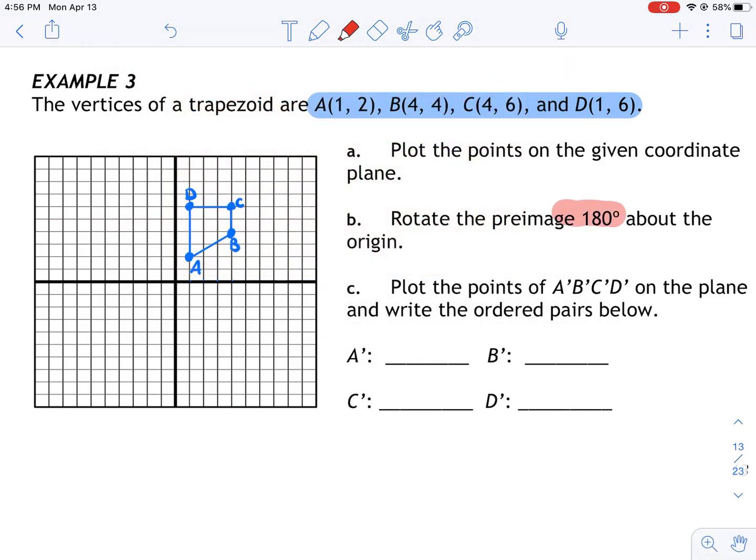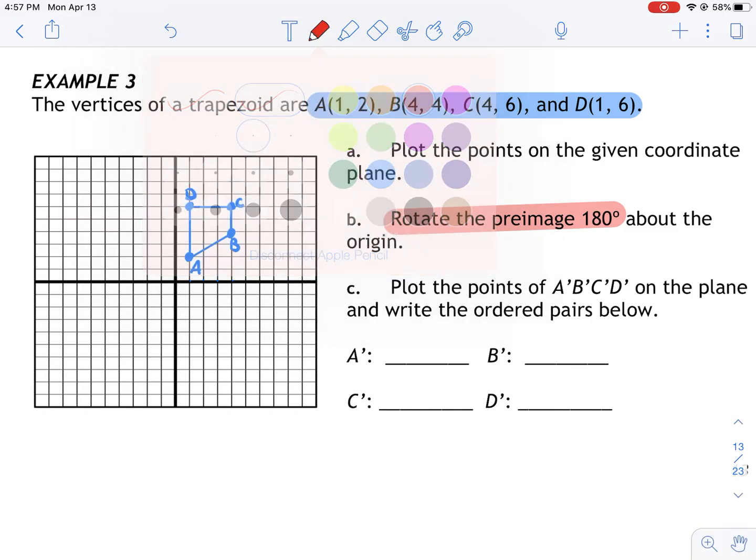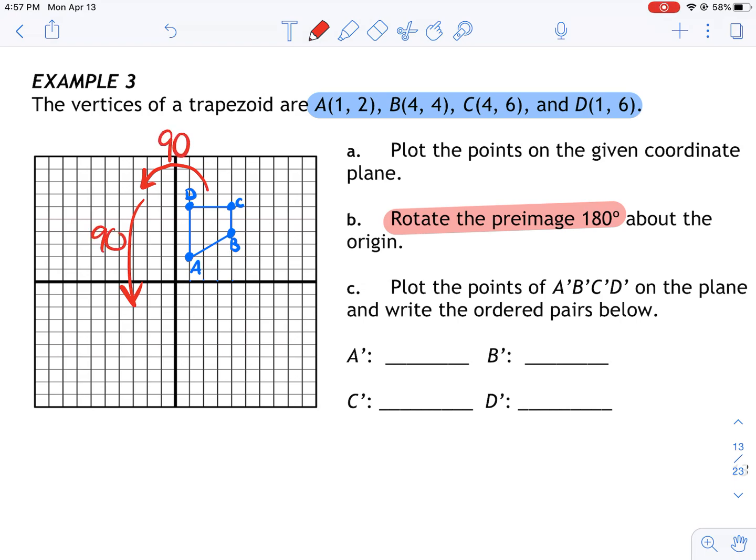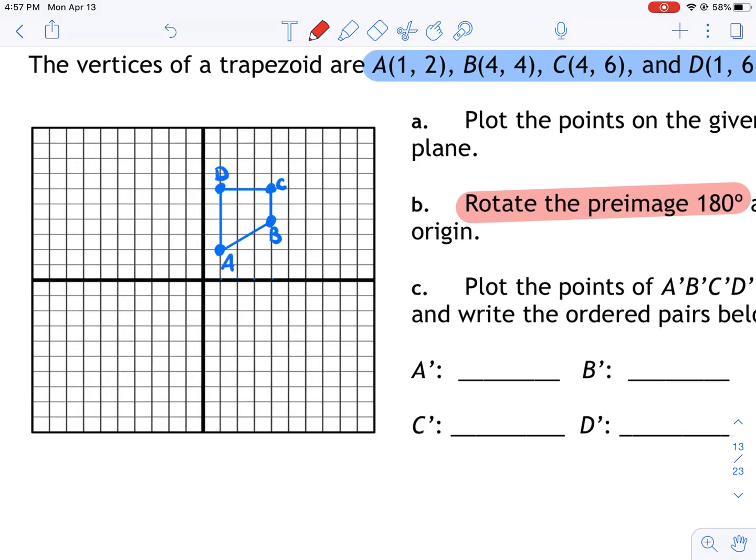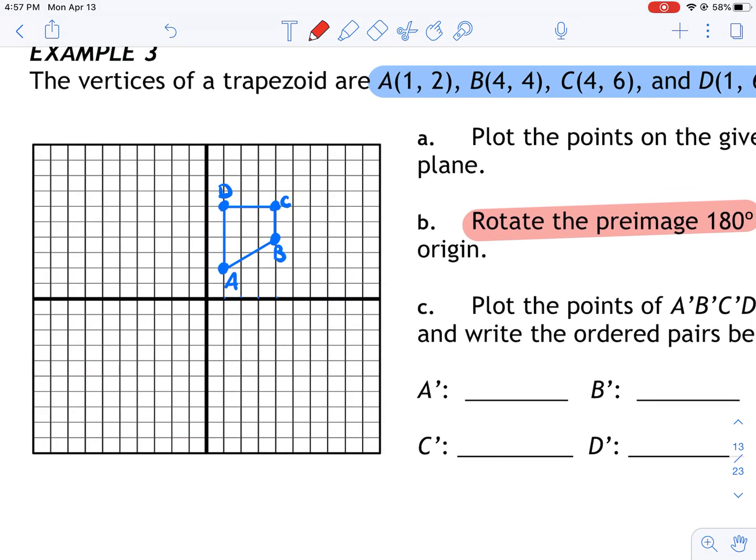Okay, and we're going to rotate it 180 degrees. Each quadrant adds 90 degrees. So if I go over there, that's one quadrant, and then another quadrant would be 180. So this is 90 and another 90, and you add them together, you get 180. So this figure is going to all be in quadrant 3.